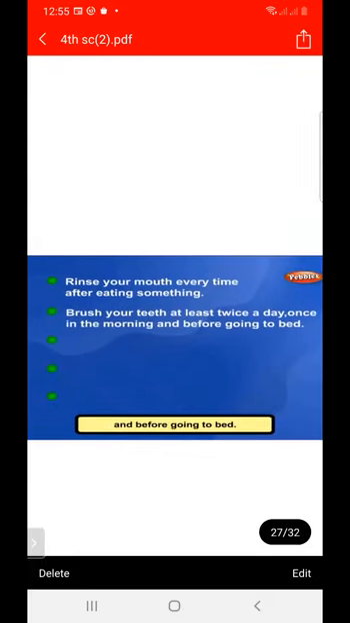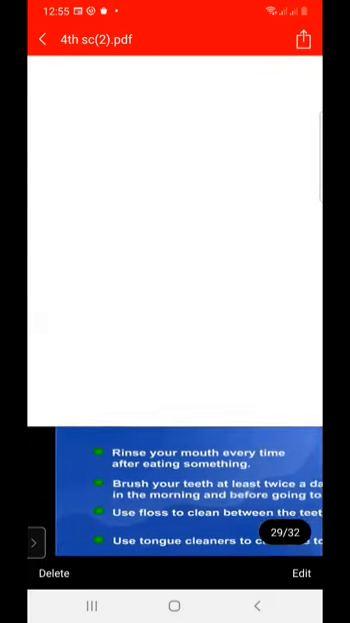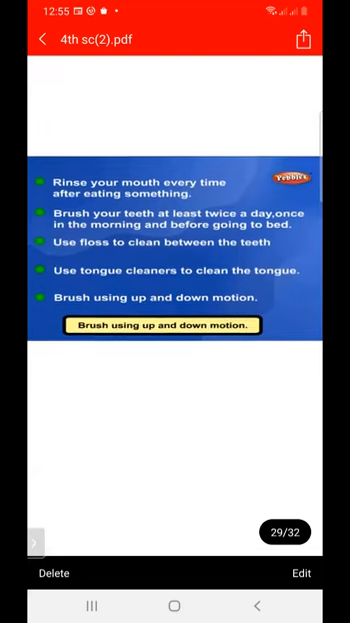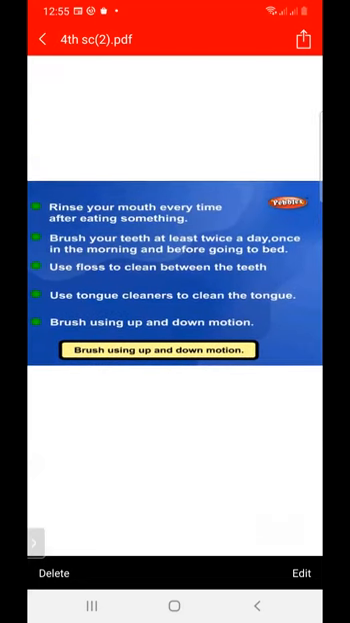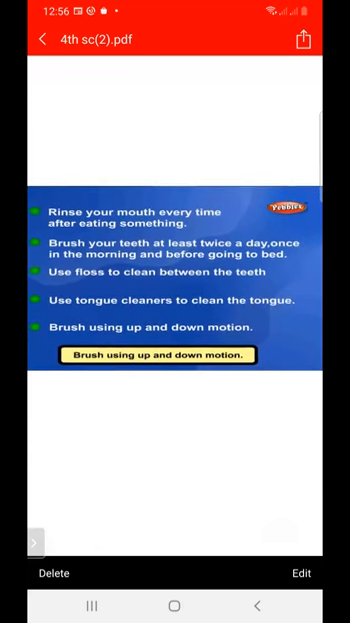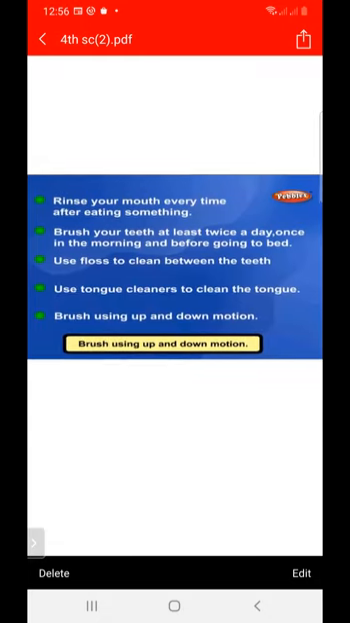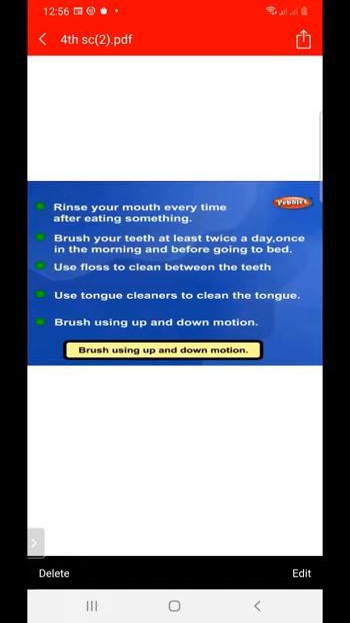And what are the steps, how can we take care of our teeth? First is rinse your mouth every time after eating something. हमें जो अपना माउथ है बार बार धोना चाहिए जब भी हम कुछ खाते हैं उसके बाद, और ब्रश करना चाहिए कम से कम एक दिन में एक बार सुबह मॉर्निंग में, एक बार बेड में जाने से पहले. And use floss to clean between the teeth, and use a tongue cleaner to clean the tongue.